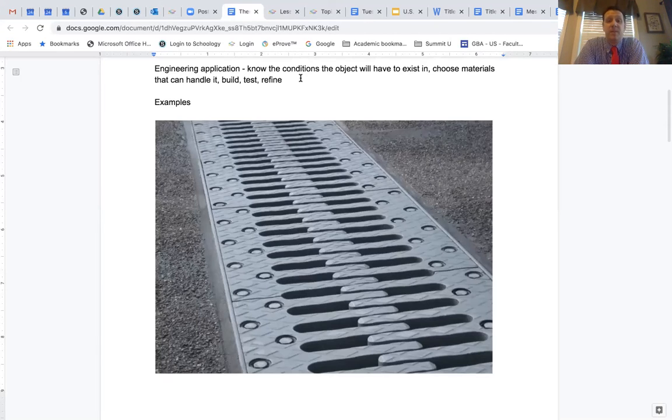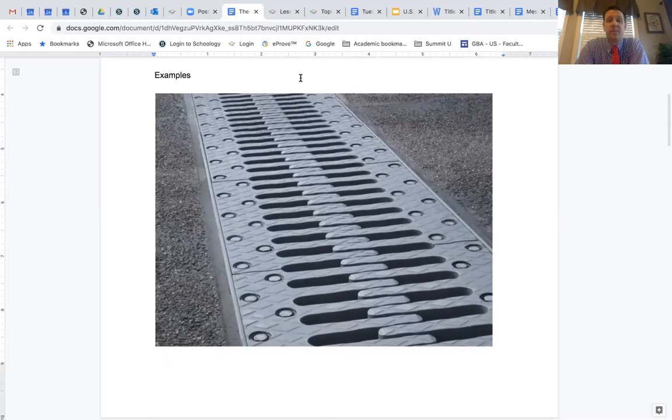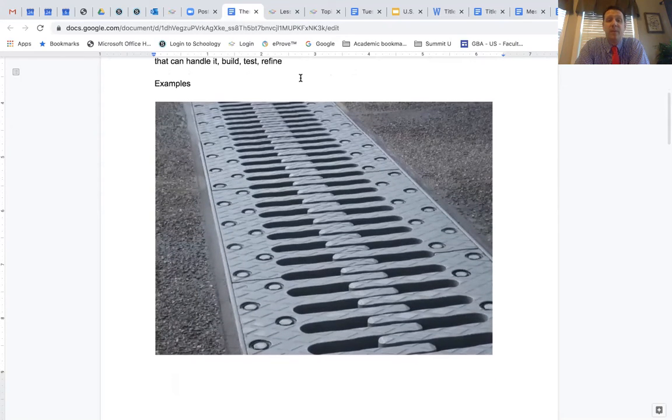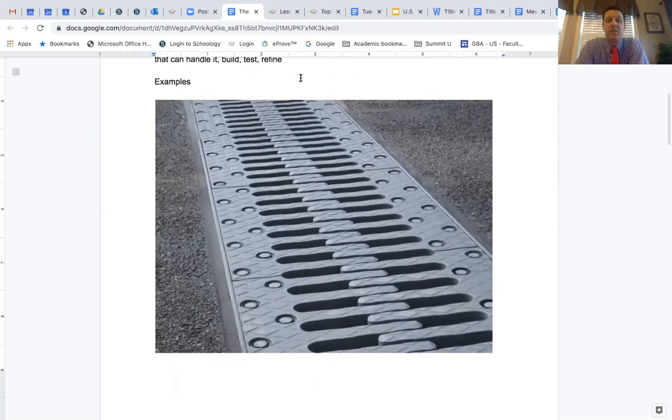And so they ended up having to choose materials, design it, build it, test it, refine it, send it off. And then when they figured out all the best ways to deal with it, they turned it over to the US military. So what I want to do now is actually show you some really common places where you'll see thermal expansion. And some of these you've actually run into in your life.